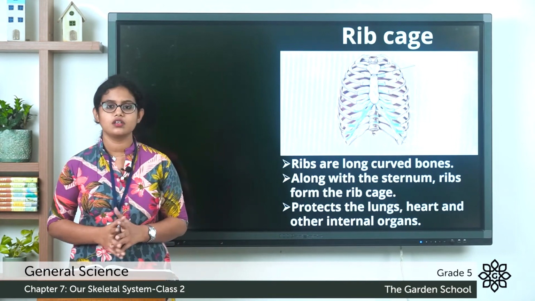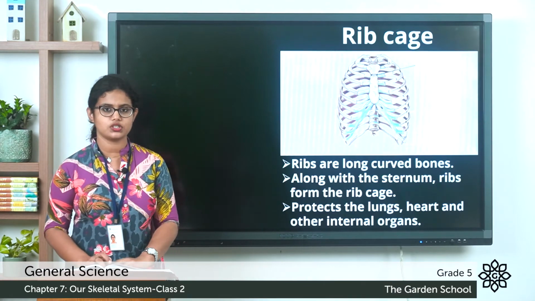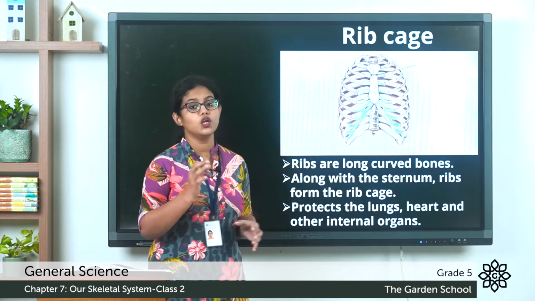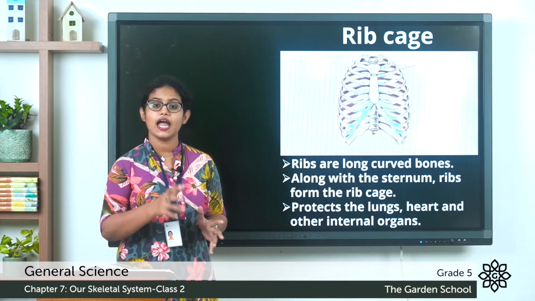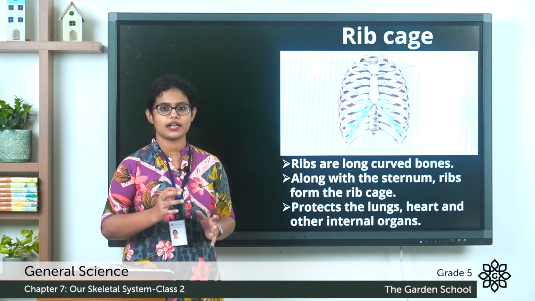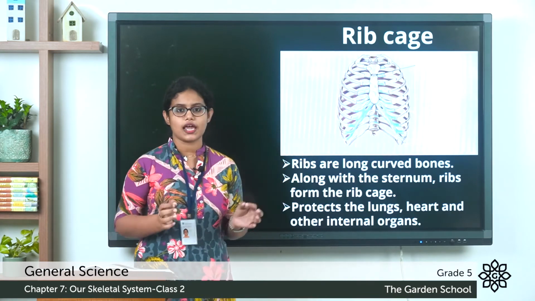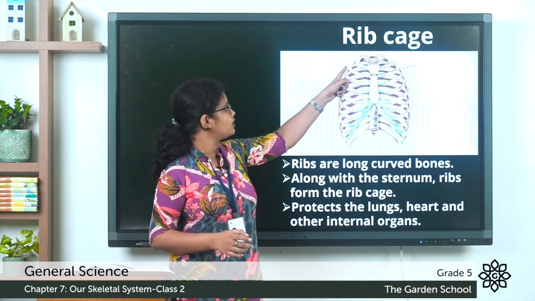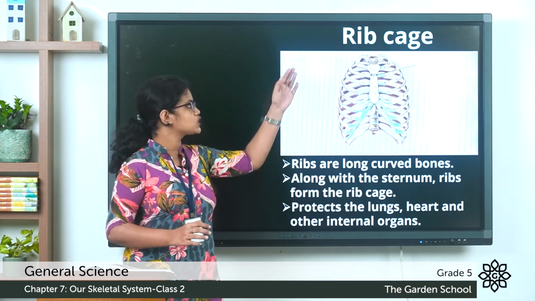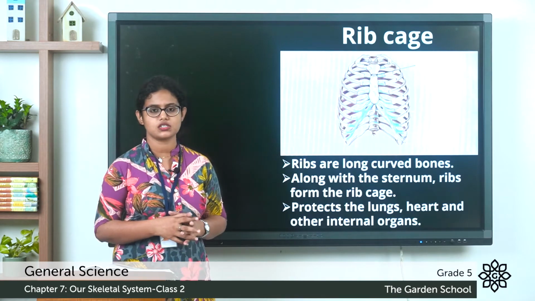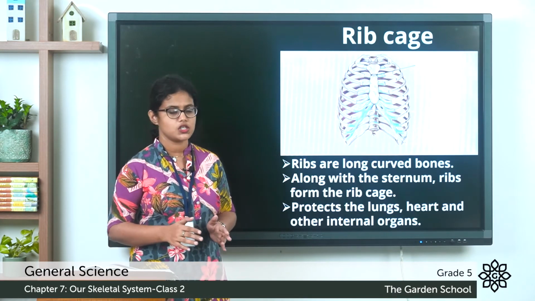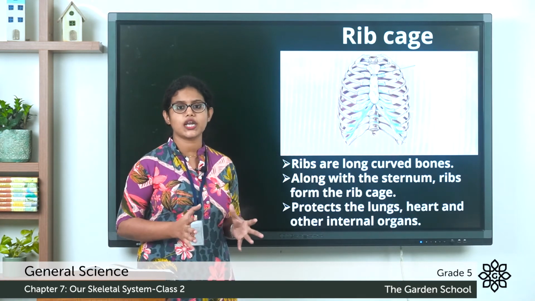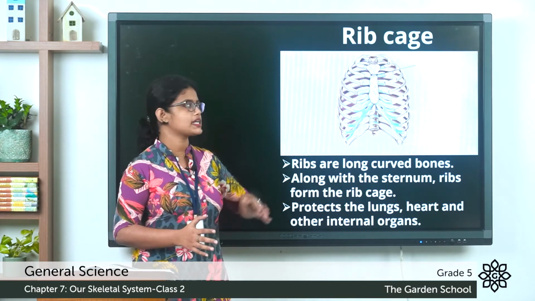Coming to the next one, that is the rib cage. If you closely observe this picture, you can see a long bone at the center, and that is called the sternum. Connected to that sternum, you can see 12 pairs of curved bones. 1, 2, 3, like that, there are 12 pairs of curved bones. These are called ribs. The ribs and the sternum together form a cage-like structure, and that is called the rib cage.